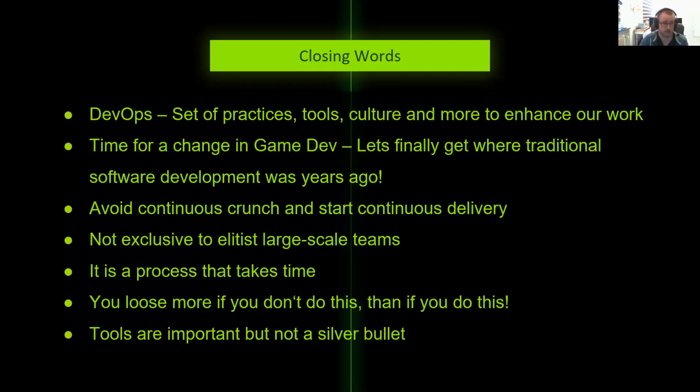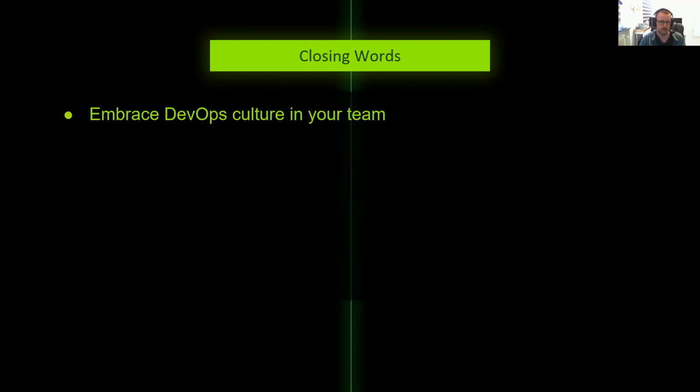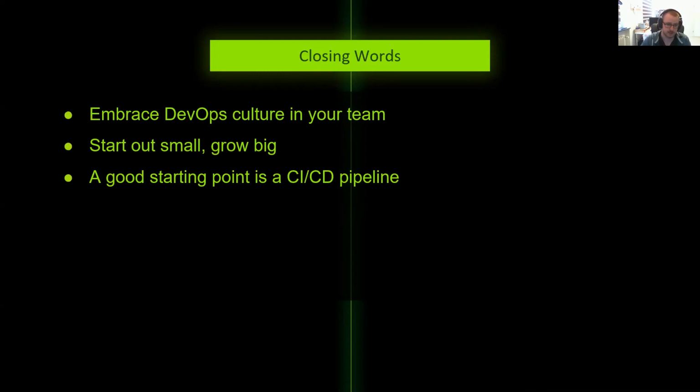Also, as we've seen, tools are important, but they are not the silver bullet. Just applying the tools won't get us anywhere. We really need to embrace this DevOps culture in our team, and everybody needs to be on board with this. So it's usually a good idea to start out small and grow big over time. For many of us, a good starting point is a continuous integration pipeline, which is what we will look at in the next talk. And after we have this in place, we can delve deeper into the DevOps realm.